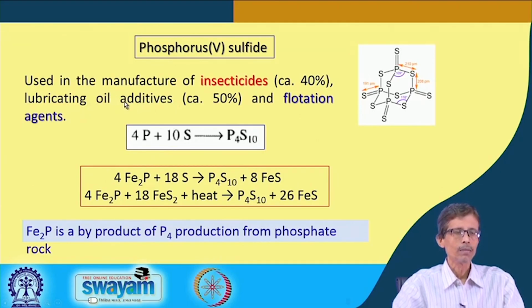It is used in the manufacture of insecticides. 40% of the production of this P4S10 is utilized for making insecticides. So what are those insecticides basically? Definitely those are phosphorus-bearing compounds as well as sulfur-bearing compounds. If we have both of these together, we will find a large number of applications, and industrially those molecules are also of interest, because there is huge demand in the market.